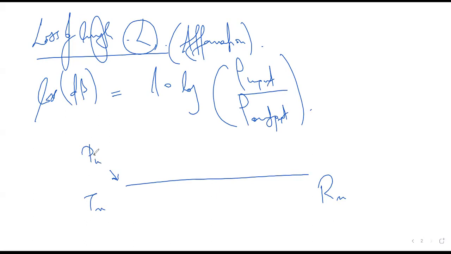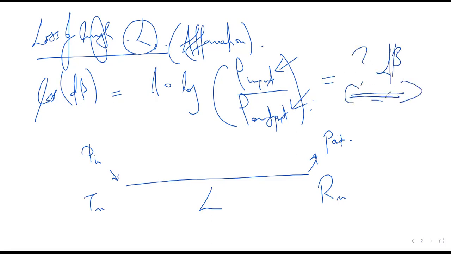There's a power in and a light received with power out. The length is not needed here. If you want to calculate the loss, there's a power in, power out, 10 log, and you find your answer in decibels. Simple mathematics. The loss is 10 log of power input over power output.